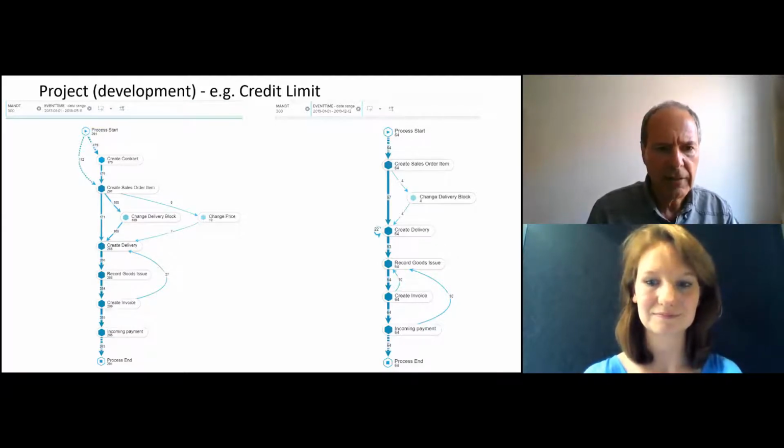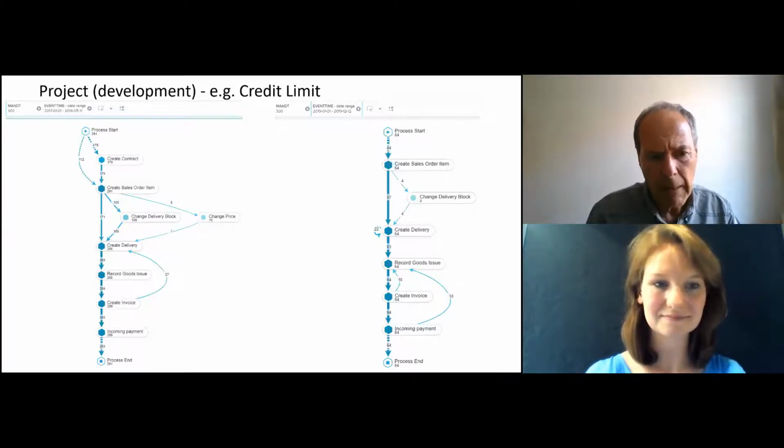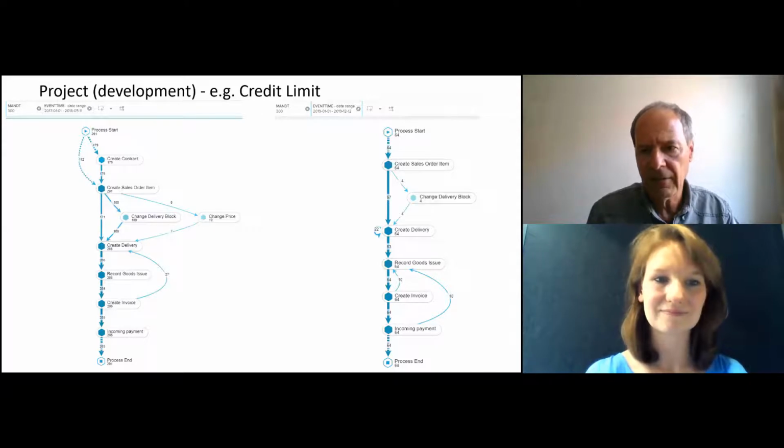And then they discovered and said, well, we see there a change delivery block. Why? What's happening there? And it's not happening a few times, but almost a third of the cases have a change of delivery block. That's strange. For example, a change price only happens 10 times, but more than 100 times over almost 300 cases, that's not normal. That's strange. And I didn't know what was happening there either.